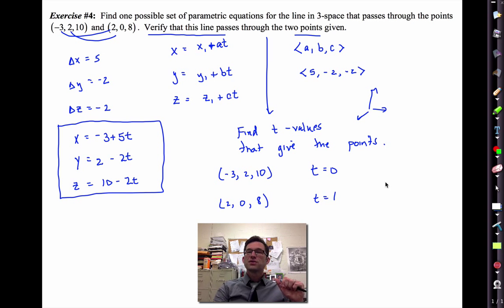Especially if you did parametric equations in 2D. If you didn't, then you're probably looking at this wondering what in the world I'm talking about. Sorry, I'm clearing it out.